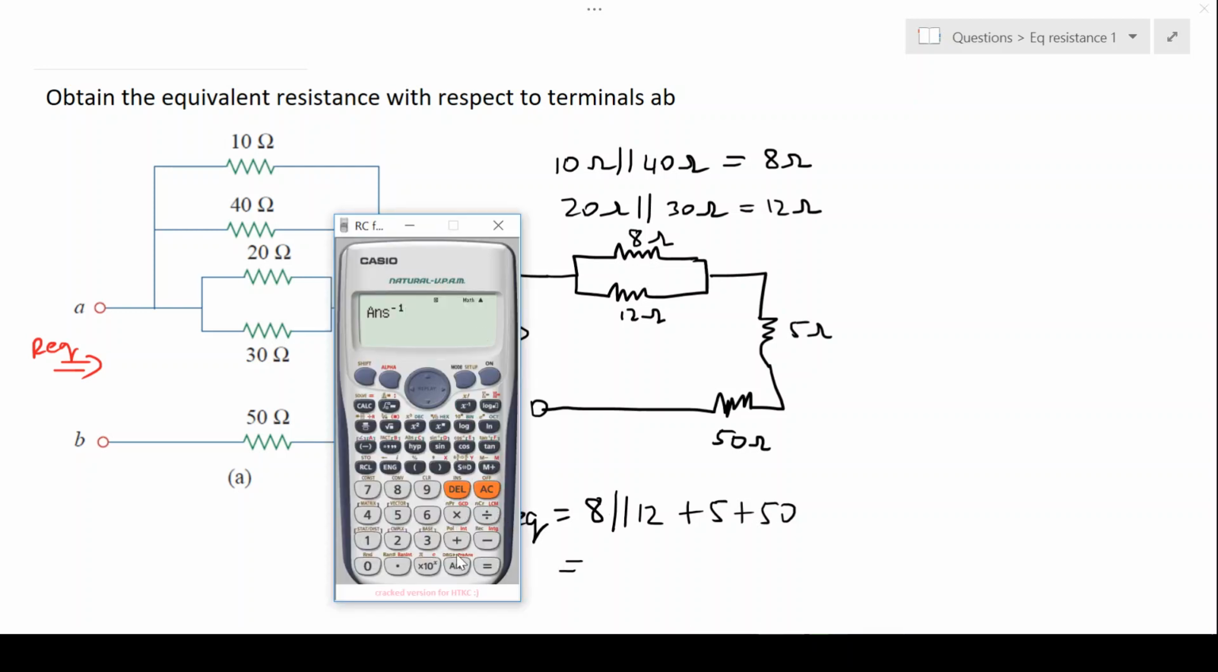So 12 in parallel with 8 gives you 4.8, plus 5 plus 50 is going to give us a final answer of 59.8 ohms.